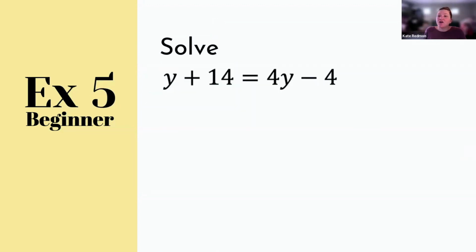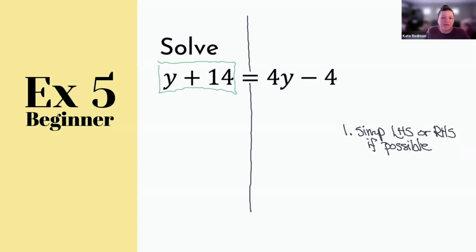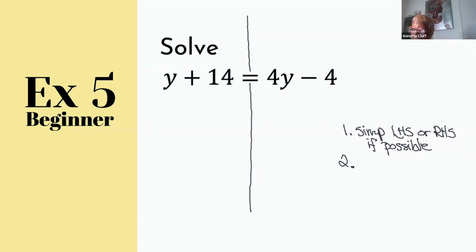Example 5, solve. y plus 14 equals 4y minus 4. And again, my first wisdom principle is if you can make either the left-hand side or the right-hand side simpler, do it. But remember, give yourself a visual clue so your eyes don't jump across the equal sign. When we're simplifying, it's one-sided. So examine just the left-hand side. Can I make that any simpler? No. Examine just the right-hand side. Can I make that any simpler? No. But I do have an issue.